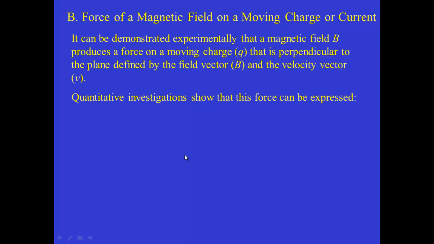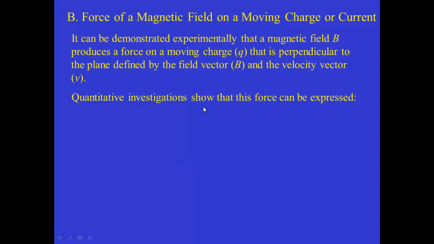Now let's talk about the force of magnetic fields on a moving charge or current. It's demonstrated experimentally, and this has been known ever since it was discovered in the 1820s by Oersted and then developed more by Biot, Savart, and Ampere. It was known that a magnetic field produces a force on a moving charge that has the interesting property that it's perpendicular to the plane defined by the field vector and the velocity vector. And therefore the force is perpendicular to both the field and the velocity vectors.